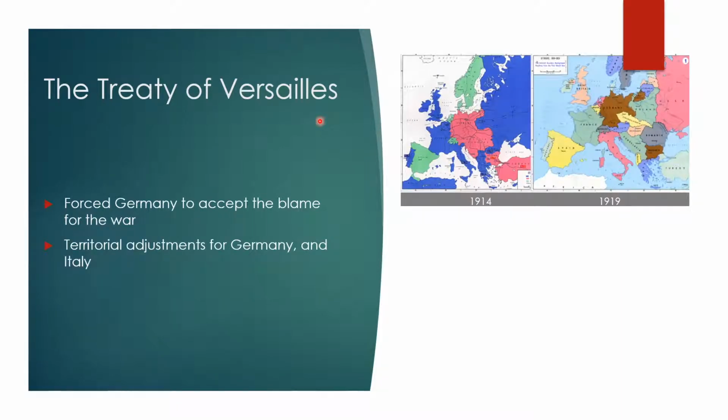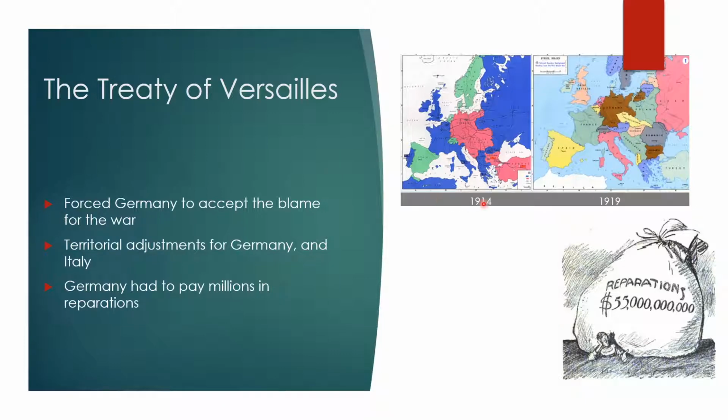As a result of accepting blame for the war, Germany lost a large amount of territory. You can see here on the maps, in 1914 Germany is fairly large. They lose a large chunk of space to Czechoslovakia, and they lose a chunk of territory to Poland, both of which were not nations before the start of World War I. Germany was also forced to pay large reparations to the Allies.